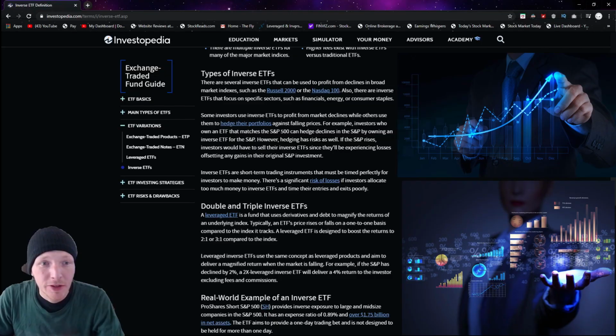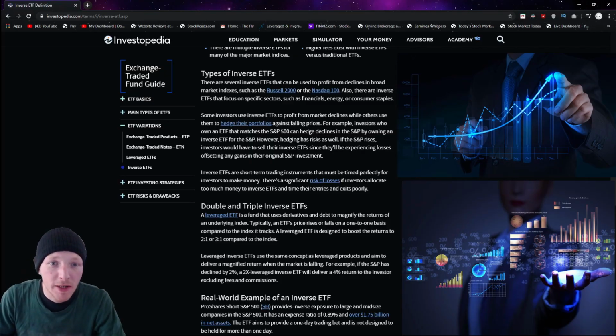Now let's go over the types of inverse ETFs. There are several inverse ETFs that can be used to profit from declines in broad market indexes, such as the Russell 2000, the NASDAQ 100. Also, there are inverse ETFs that focus on specific sectors, such as financials, energy, or consumer staples. Some investors use inverse ETFs to profit from market declines, while others use them to hedge their portfolios against falling prices. For example, investors who own an ETF that matches the S&P 500 can hedge declines in the S&P by owning an inverse ETF for the S&P 500.